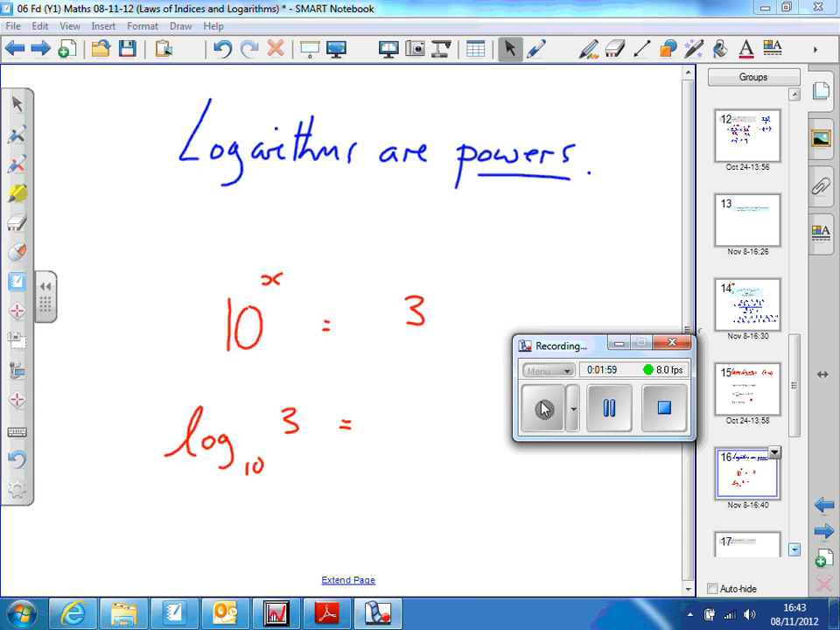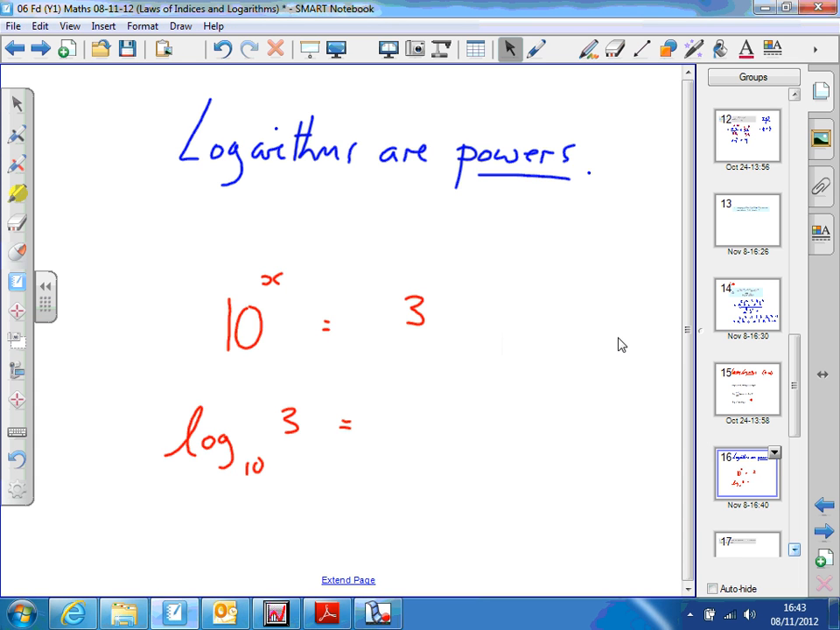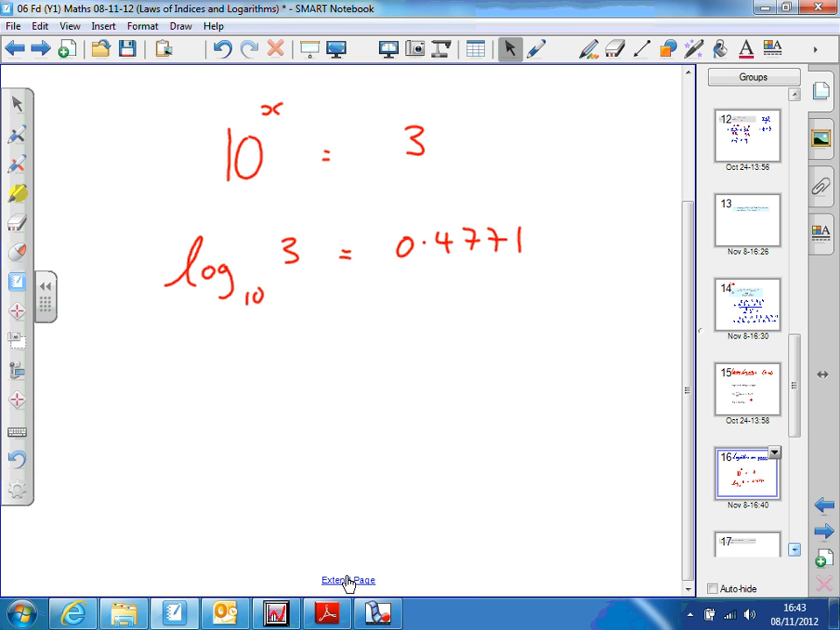So log to the base 10 of 3 is 0.4771, to four significant figures. The log button on your calculator just says log. It doesn't say the 10 underneath. So if somebody asks you, or you see written down, the log of 3 is 0.4771, it's taken as read that the base is 10. A bit like if we say the square root, we don't bother to put the 2 in. Logarithm without a base written on it means log to the base 10.